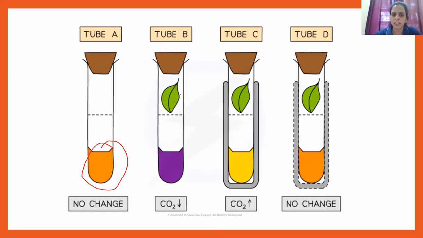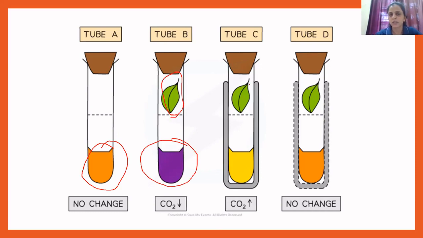Okay, now what happens is, as this leaf has performed photosynthesis, the carbon dioxide gas which is present in the air in this test tube has been used up by the leaf for the process of photosynthesis. So the concentration of carbon dioxide gas has decreased, and as the carbon dioxide concentration is decreased, the color of this test tube is changed to purple. Okay, so purple color indicates that leaf has performed photosynthesis, and because of photosynthesis, the concentration of carbon dioxide in this test tube is decreased.